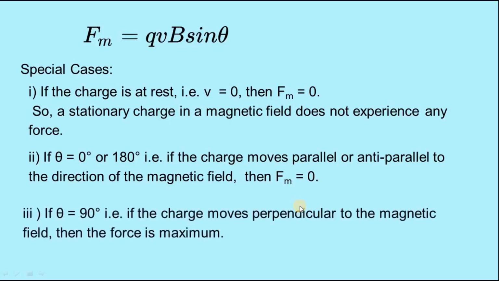Third case, if theta is 90 degree, sin theta becomes 1 and force Fm will be equal to QVB, and this will be the maximum force experienced by the charge moving in a magnetic field.